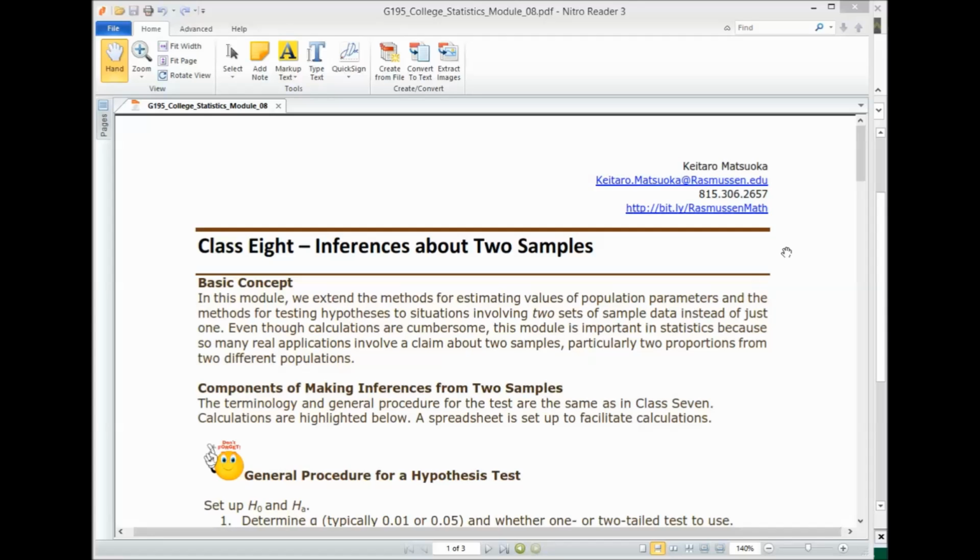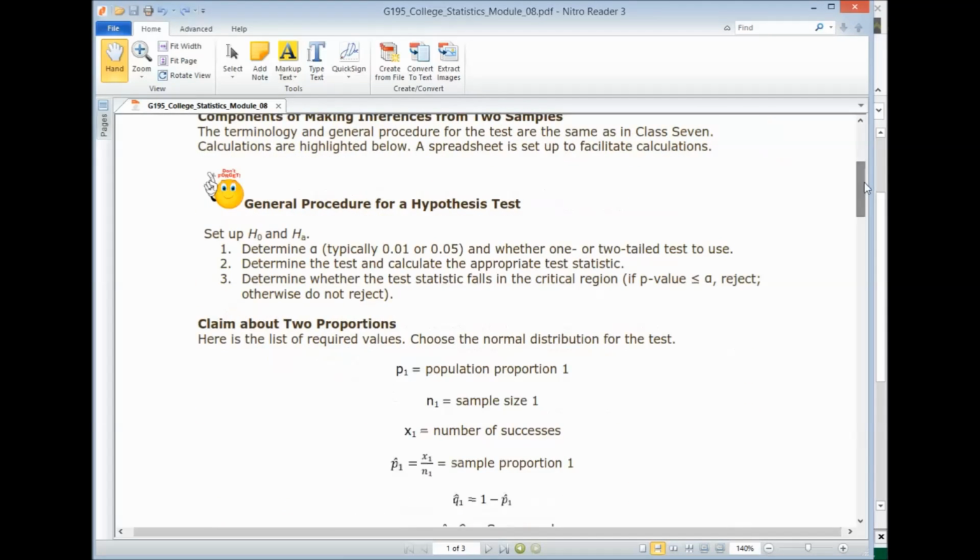The good news is the general procedure for hypothesis testing is the same as last time. So we set up the null hypothesis and alternative hypothesis, look at the alpha. Typically it's 0.01 and 0.05, and then determine whether it's a one-tail or two-tail test. Determine the test and calculate the appropriate test statistic. So it's either going to be z or t. And using the p-value method, we'll use the rules where if the p-value is less than alpha, reject the null hypothesis. Otherwise, do not reject the null hypothesis.